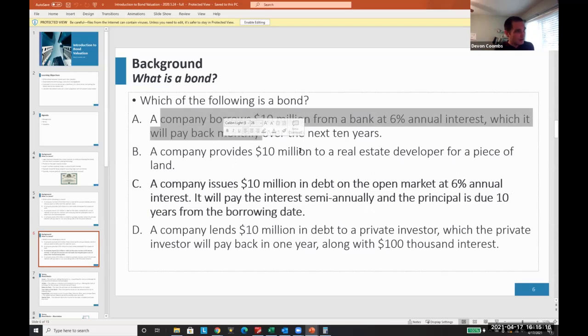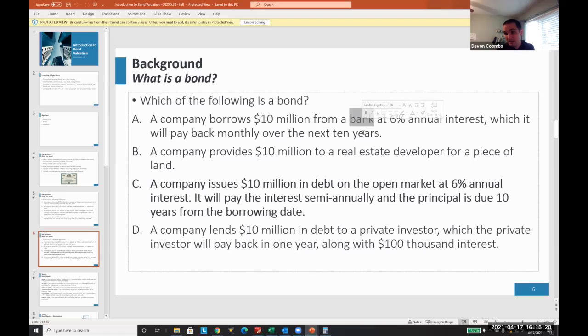Why is it not A? Company borrows 10 million from a bank, right? If it's from a bank, we're talking about notes payable. It's no longer a bond. The bond is on the open market. What does the open market mean? It means that once someone buys it, they can sell it to other investors. While with the bank, it's very difficult to sell a bank note. But if I buy a bond, I could sell it to Majaba the next day, right? If he wants to buy it.